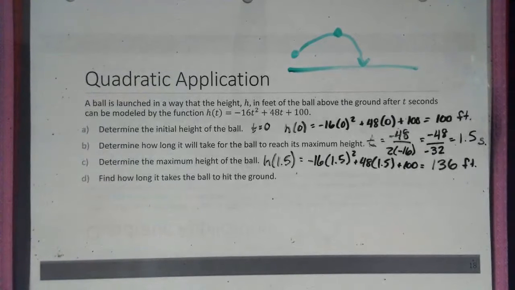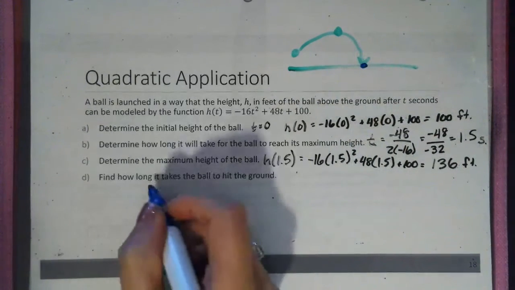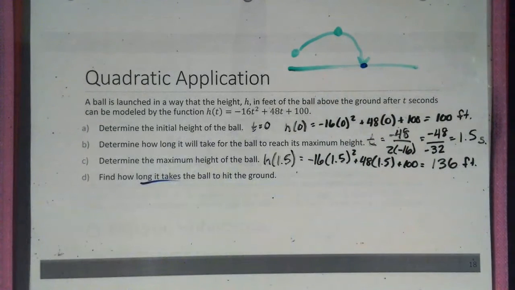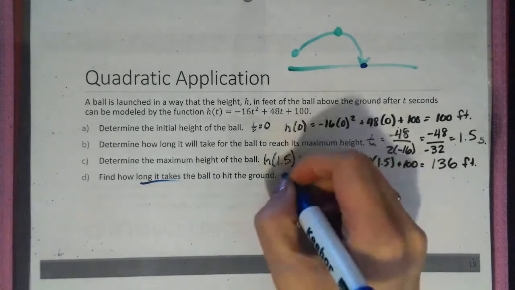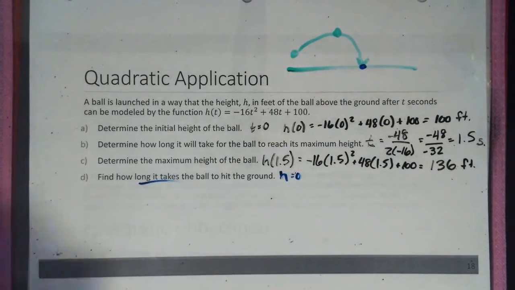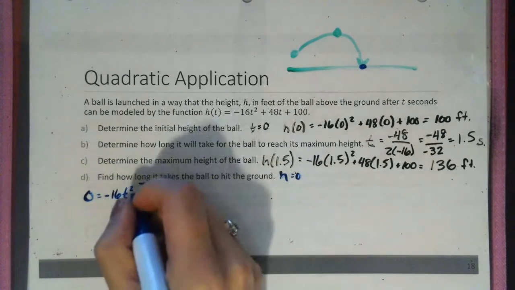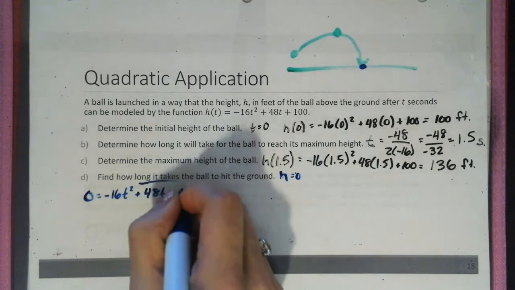Finally, we want to find how long it takes for the ball to hit the ground. So we need to figure out what that means in terms of math, because we know it happens right here. We're trying to find how long it takes, so it sounds like we're trying to find a t-value. If we're trying to find a t-value, that means we probably know the h value, our height. Well, yeah, we do, because if we're hitting the ground, then our height is 0. So if I plug in a height of 0, I'm looking at 0 equals negative 16t squared plus 48t plus 100.